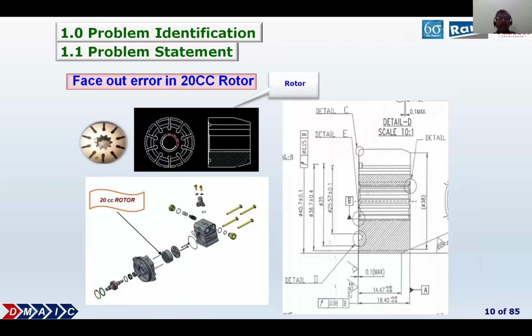This is the actual rotor, this is the part. This is the screenshot of the drawing. Here you can see the phase out of 0.08 with respect to this inner diameter. This is the problem we faced. The specification is 0.08 mm max. We are getting more than that, and because of that we are getting high ppm in our internal line.